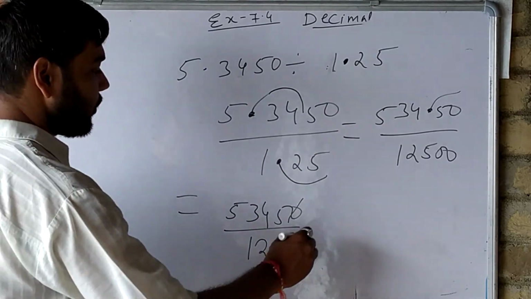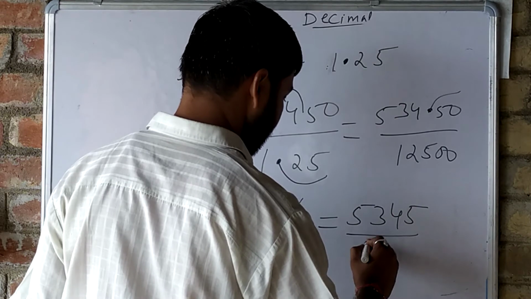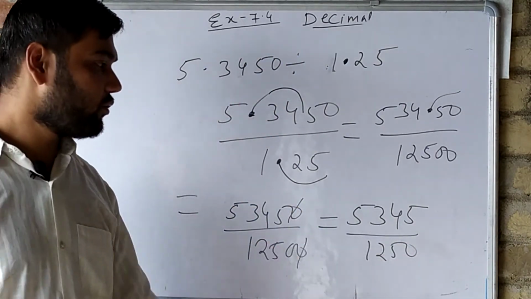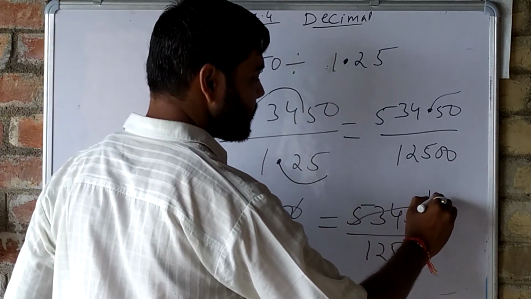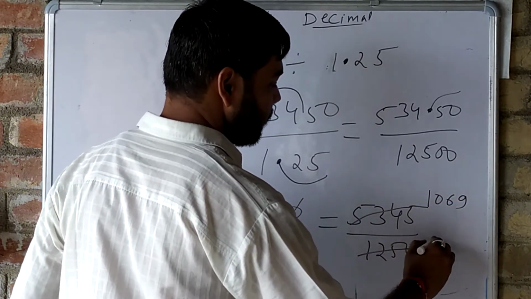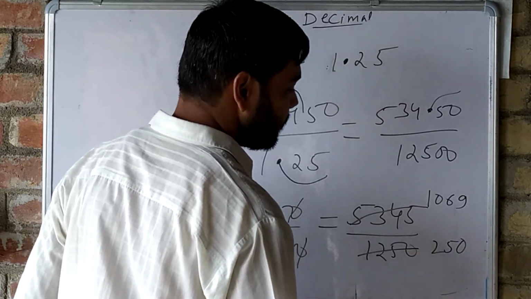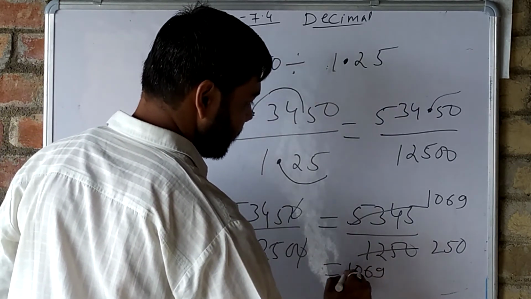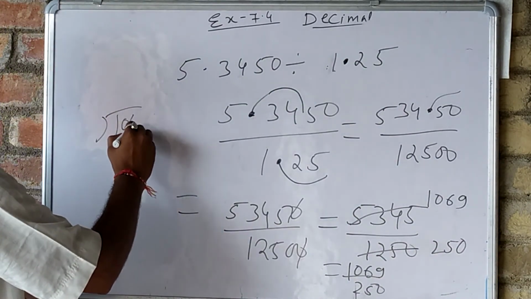Now 5345 upon 1250. What happened? We can reduce it. 5 1s are 5, 0; 5 6s are 30, 45; 5 9s are 45; 5 2s are 10, 25; 5 5s are 25, 0, 250. Okay, so 1069 upon 250.